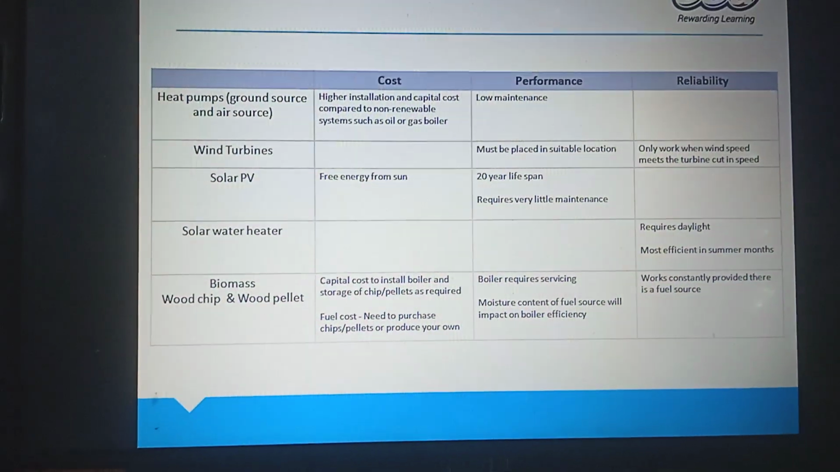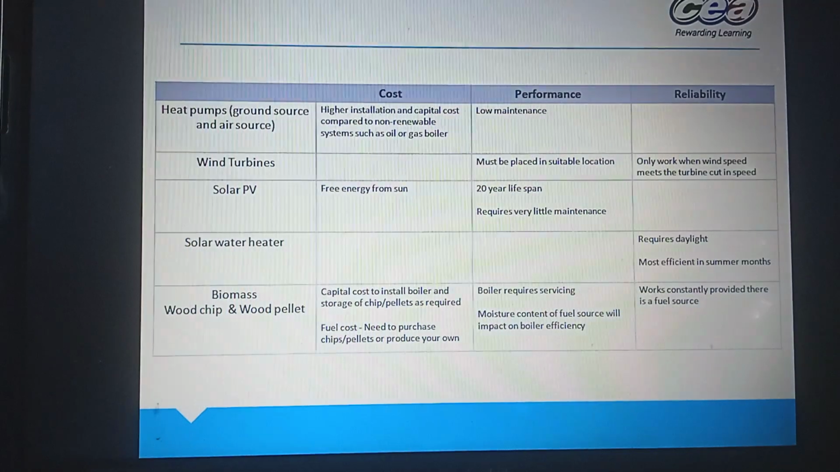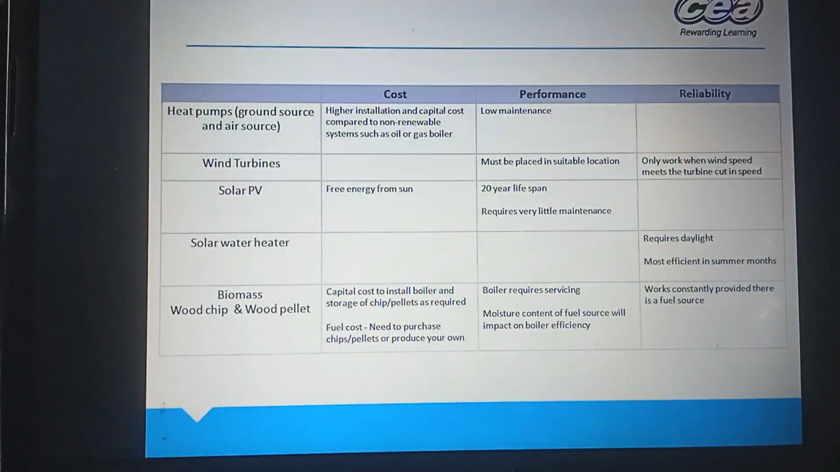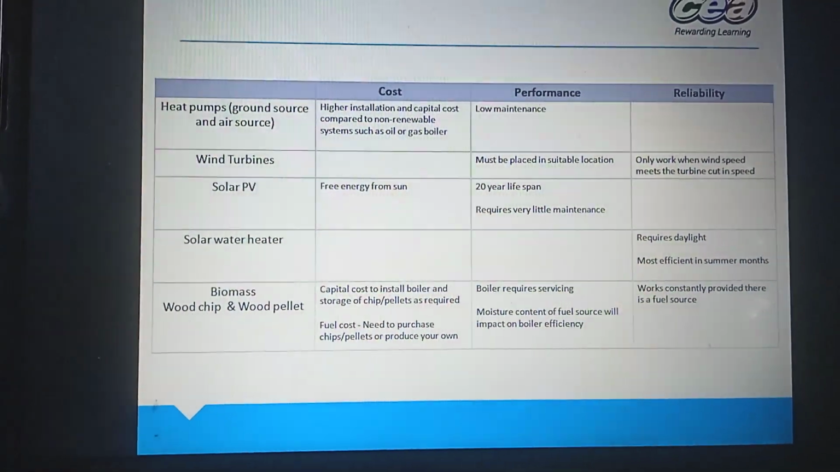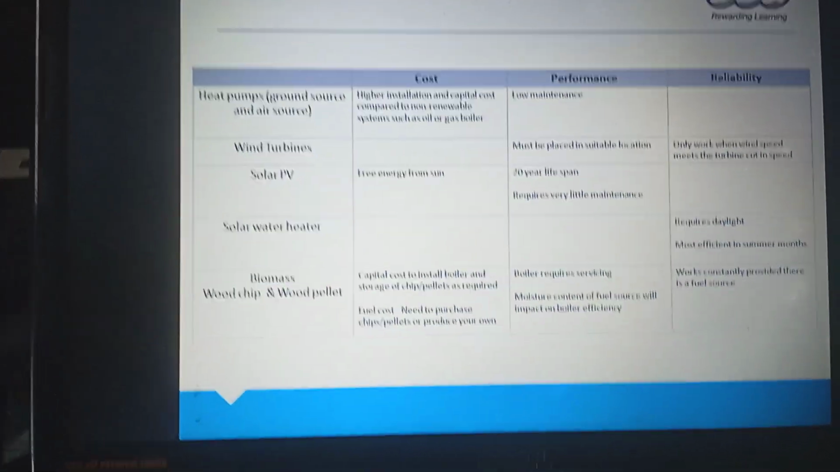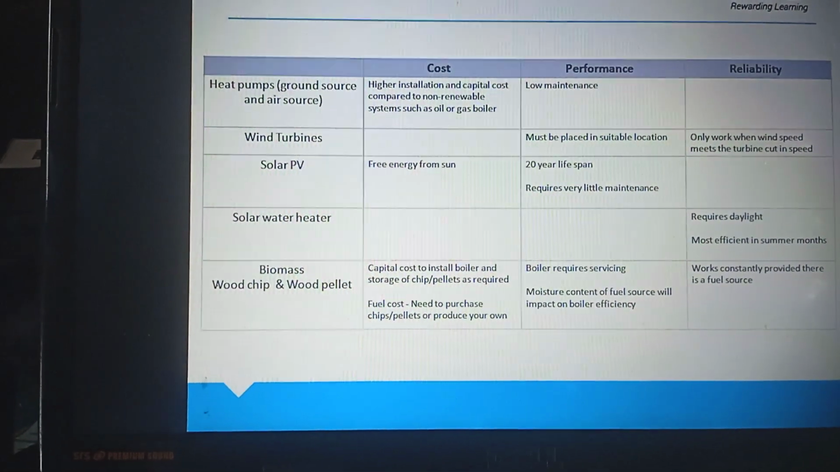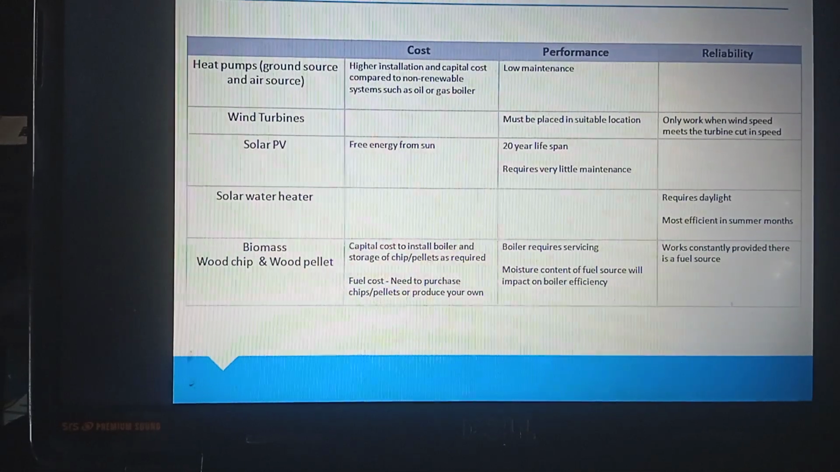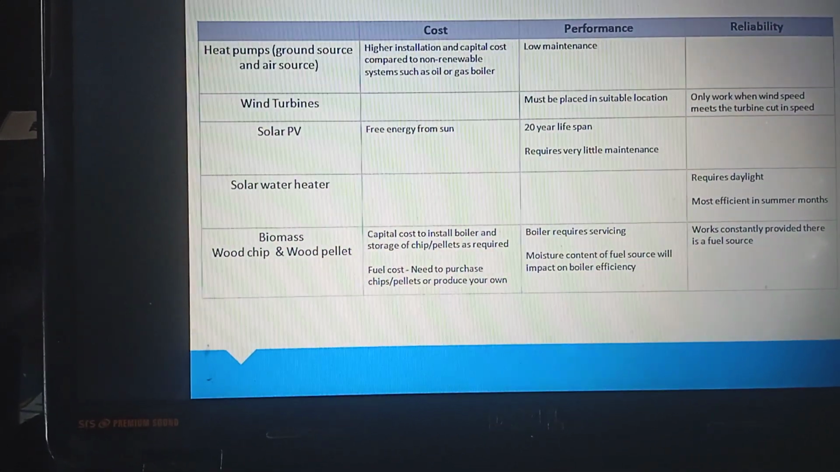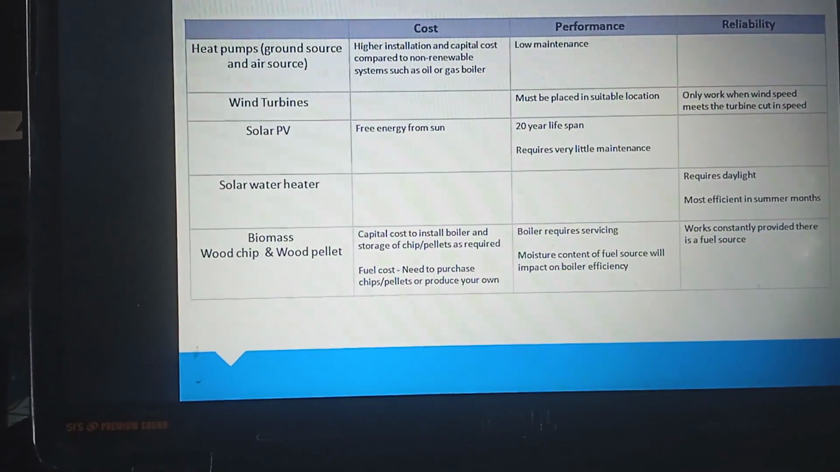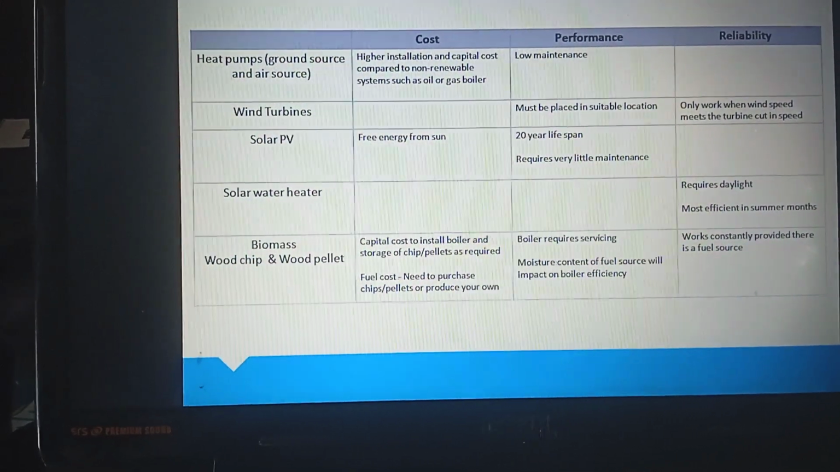Solar PV: free energy from the sun, 20 years life, reliability depends on sunlight. Solar water heater: cost is high, and reliability requires daylight, most efficient in summer months. And then biomass: capital cost to install boiler and storage of chips or pellets as required. Boiler requires servicing, works continuously provided there is a fuel source.